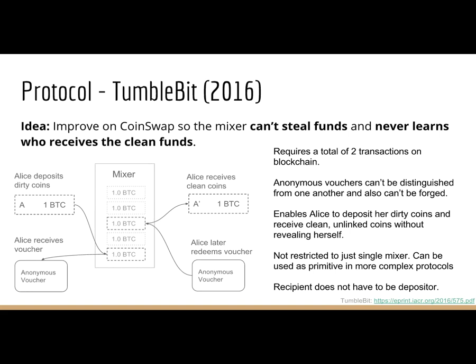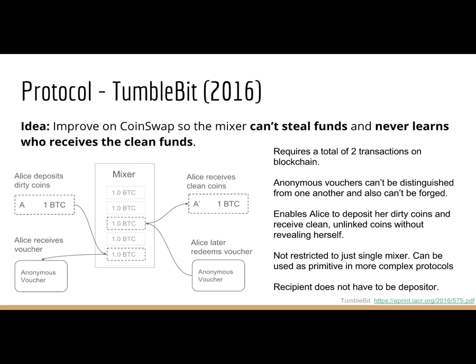So an extension on top of Coinswap is basically creating a centralized mixer, except the cool part is that the centralized mixer can't steal the funds, and they never learn where the funds actually end up. How that works is, say you have Alice with her dirty funds. She deposits them in the mixer, and the mixer gives her an anonymous voucher worth, for example, 1 Bitcoin. Later, Alice can either give that anonymous voucher to a friend or, say, from a different IP, she can redeem that anonymous voucher for 1 Bitcoin again.